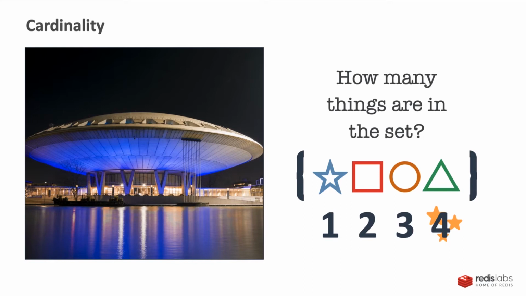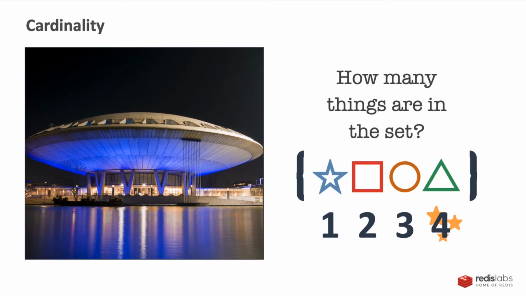If we were to add a nonagon to this set, it would have a cardinality of 5. If we were to remove the circle, it would have a cardinality of 3. And so the cardinality is just how many things are in the set. That's all it is. But it's not quite that, because it's how many unique things are in a set.